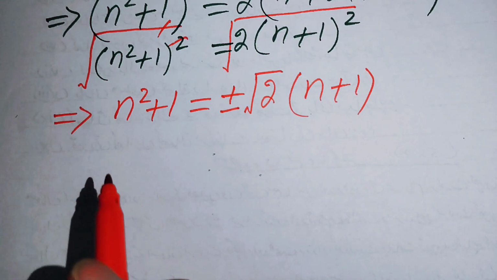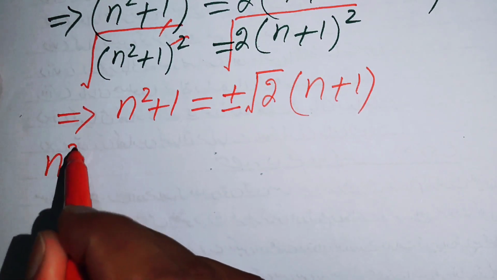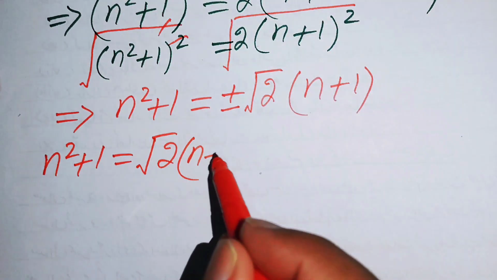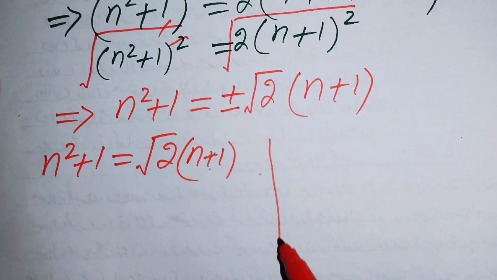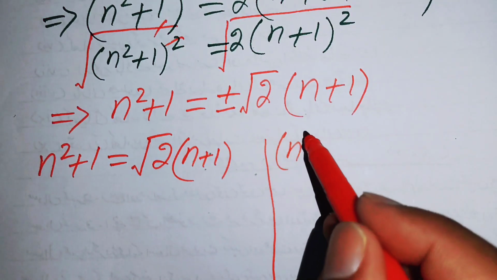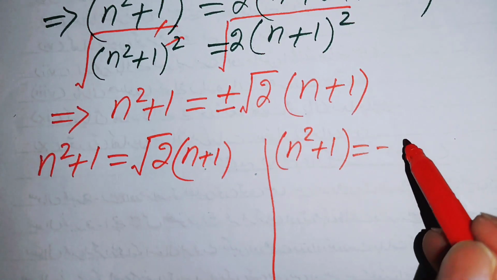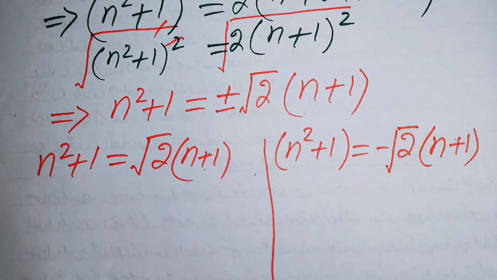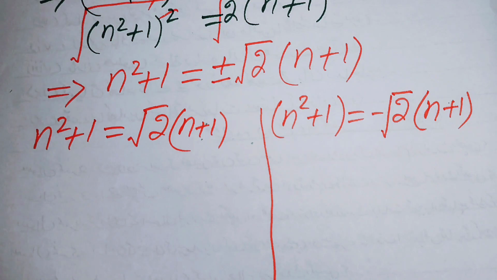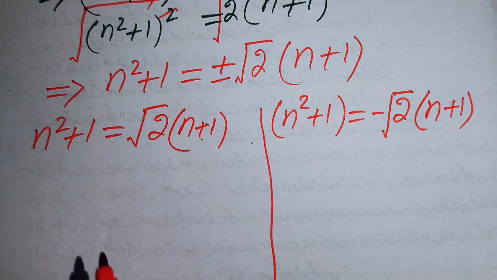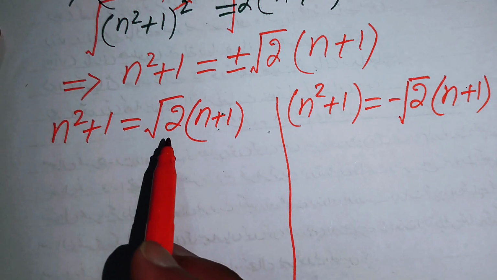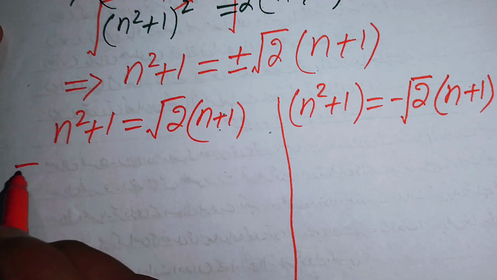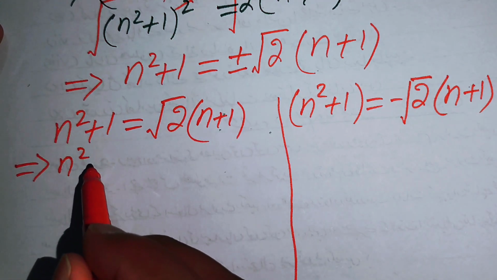After this step we will make two cases here. The first case is we take n squared plus 1 is equal to square root of 2 into n plus 1, and the second case is we take n squared plus 1 is equal to minus square root 2 into n plus 1. So now we will rearrange the terms, and we can first solve this case, and now we can multiply this square root 2n in both of the terms, and you get n squared plus 1.